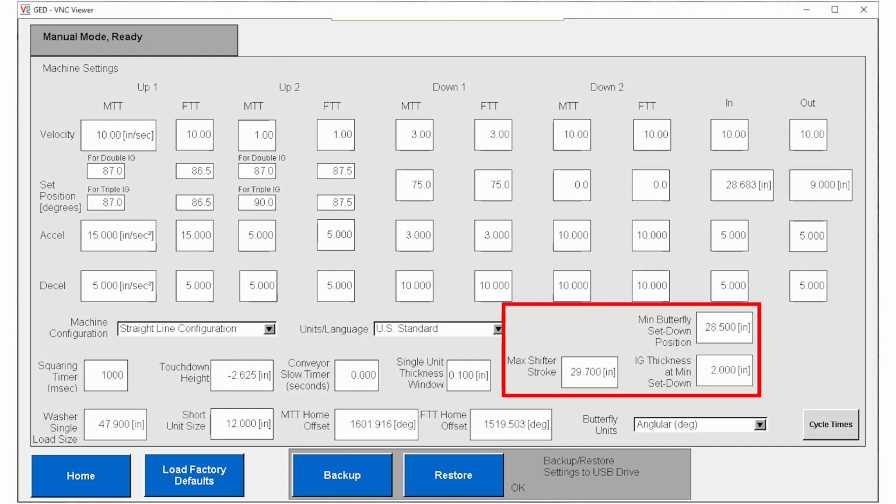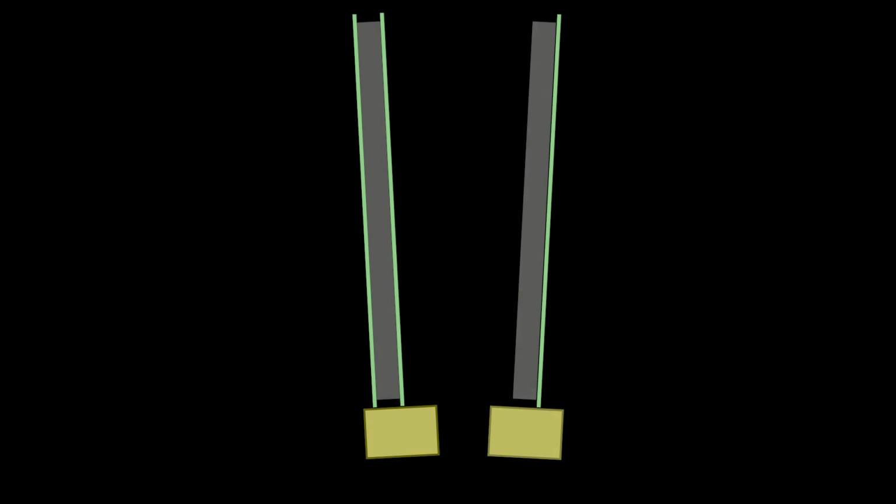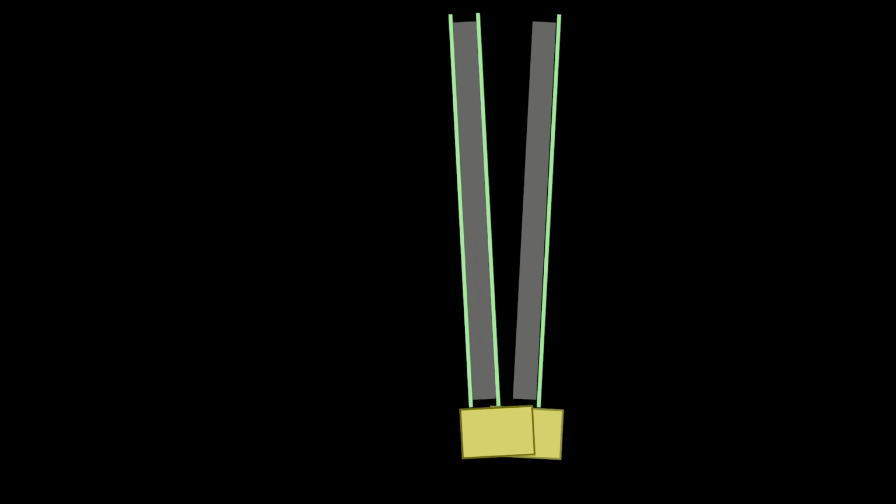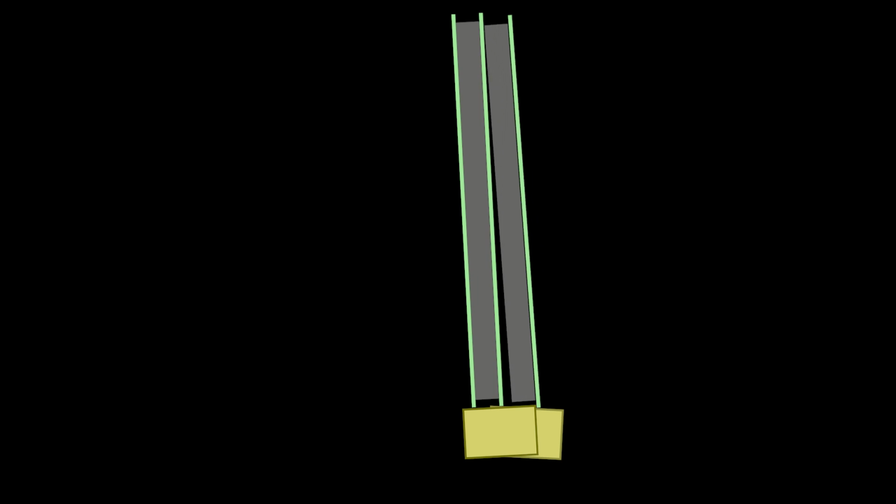The last parameter of this group that we're going to set is the max shifter stroke. We saw earlier the best alignment for triples happens when the two halves of the IG are positioned as close together as possible. There is, however, a limit to how far we can bring the moving table in. There comes a point where the drive roll on the moving side of the table will hit the spacer, the glass, or both on the fixed table.